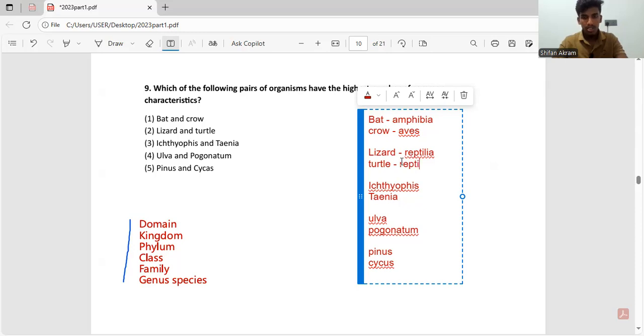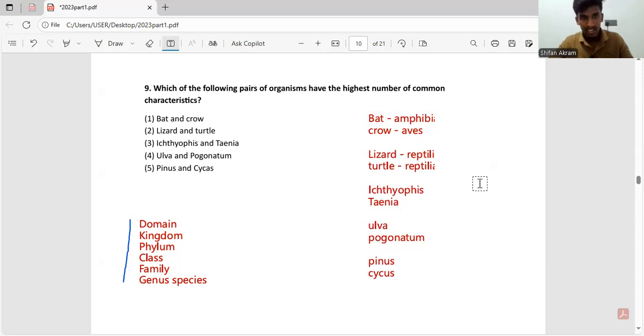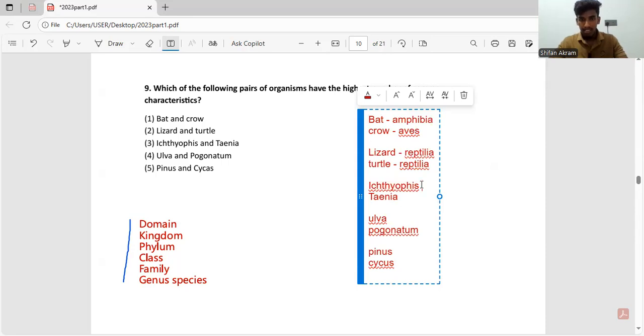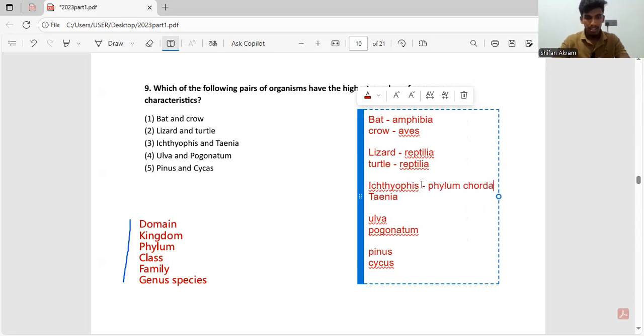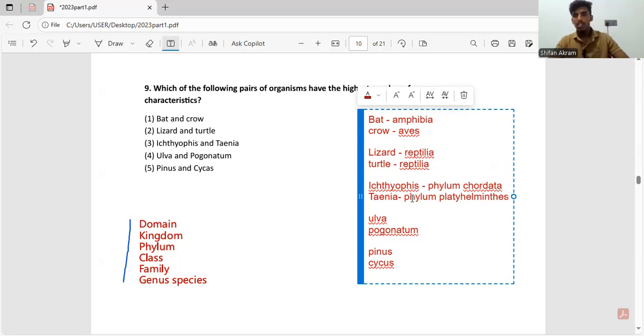So they have the highest number of common characteristics for now. Anyways, let's go through the other answers. They both are from the same class, so the highest number of common characteristics. Then we have Ichthyophis and Taenia. Ichthyophis belongs to phylum Chordata, class Amphibia. What about Taenia? Taenia belongs to phylum Platyhelminthes. So these two are from two different phyla, so they have the least number of common characteristics.